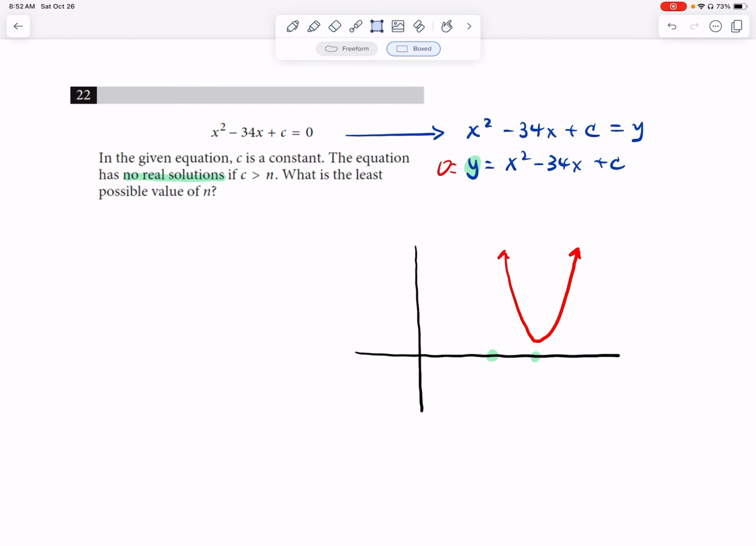Now, just a little background here: when you get into Algebra 2, about part of the way through the year, you'll talk about how if it has no real solution, it actually still has solutions. They're just imaginary, and you still get 2 of them.